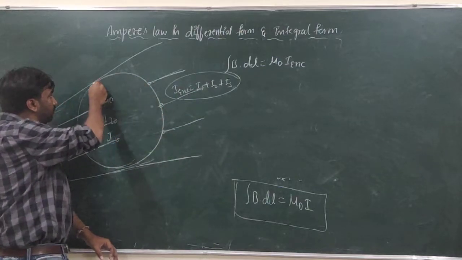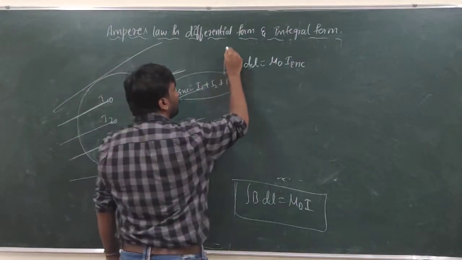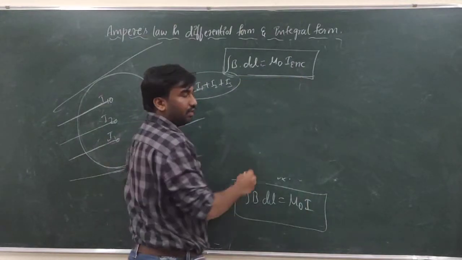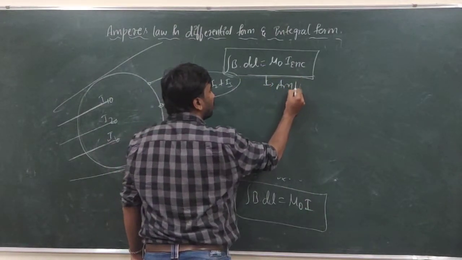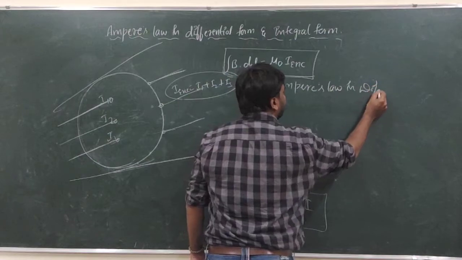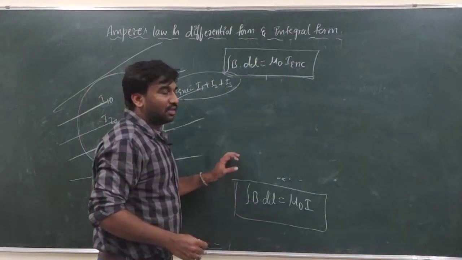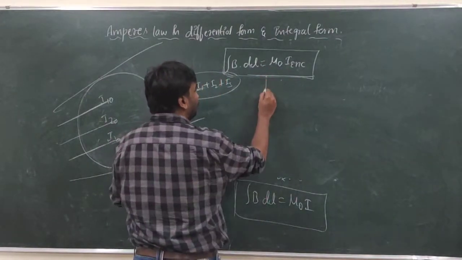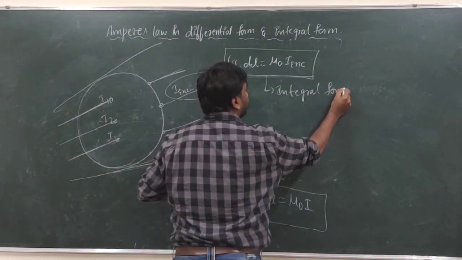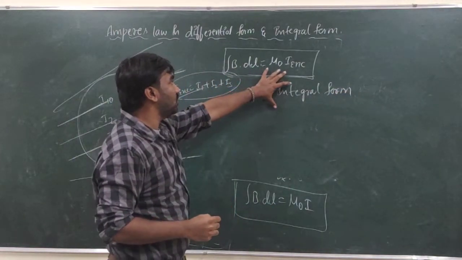Okay. So this is our magnetic field which forms a closed loop. This is also called Ampere's law in differential form. Sorry, this is not a differential form. This is an integral form. Integral form of Ampere's law. Okay, integral B dot dl is equal to mu naught I enclosed.